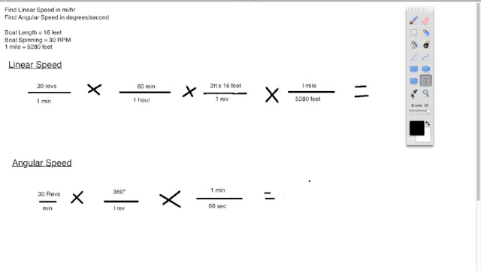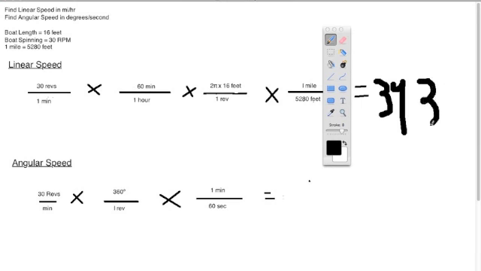So when we do this, after you multiply everything, you end up getting 343 miles per hour. And that's our final answer.